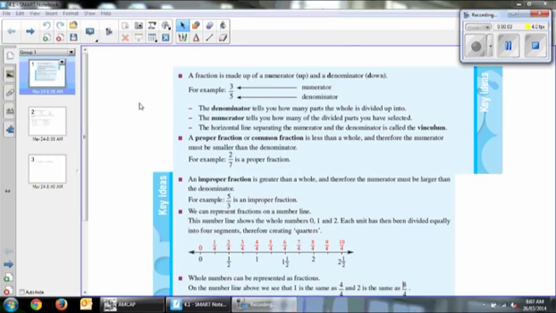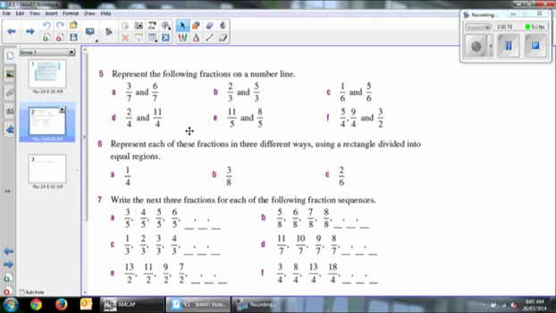Okay, so we're looking at fractions, and in particular, it's more of an introduction lesson, this one. So here are the key ideas. Obviously, always make sure you refer back to these if you're ever in doubt. And we're going to have a look at a few of the questions that we've got here today.